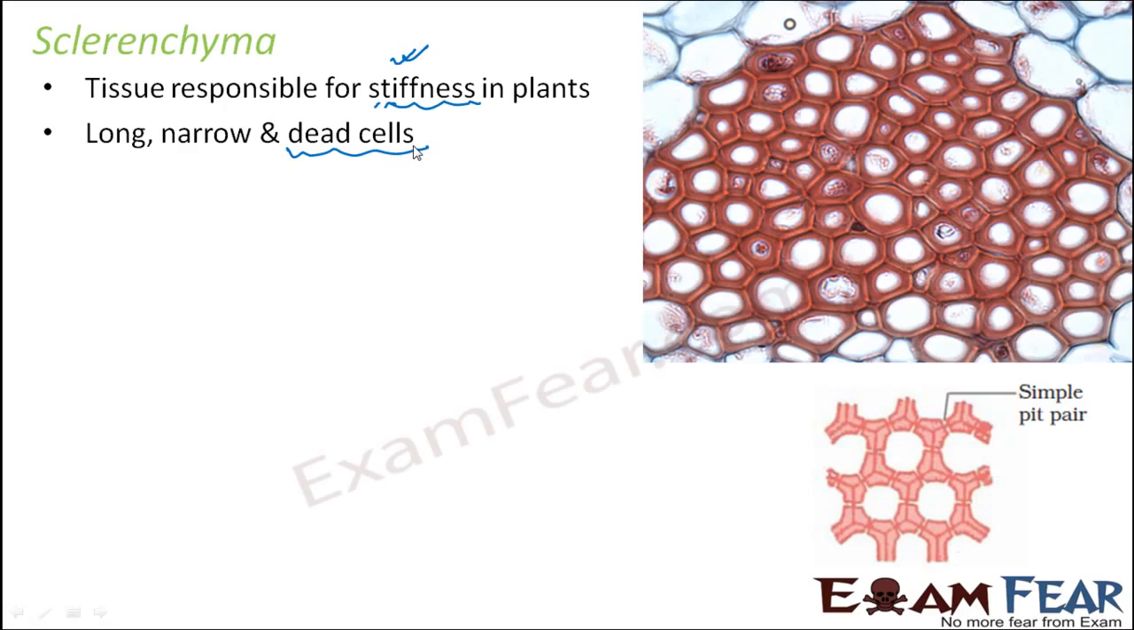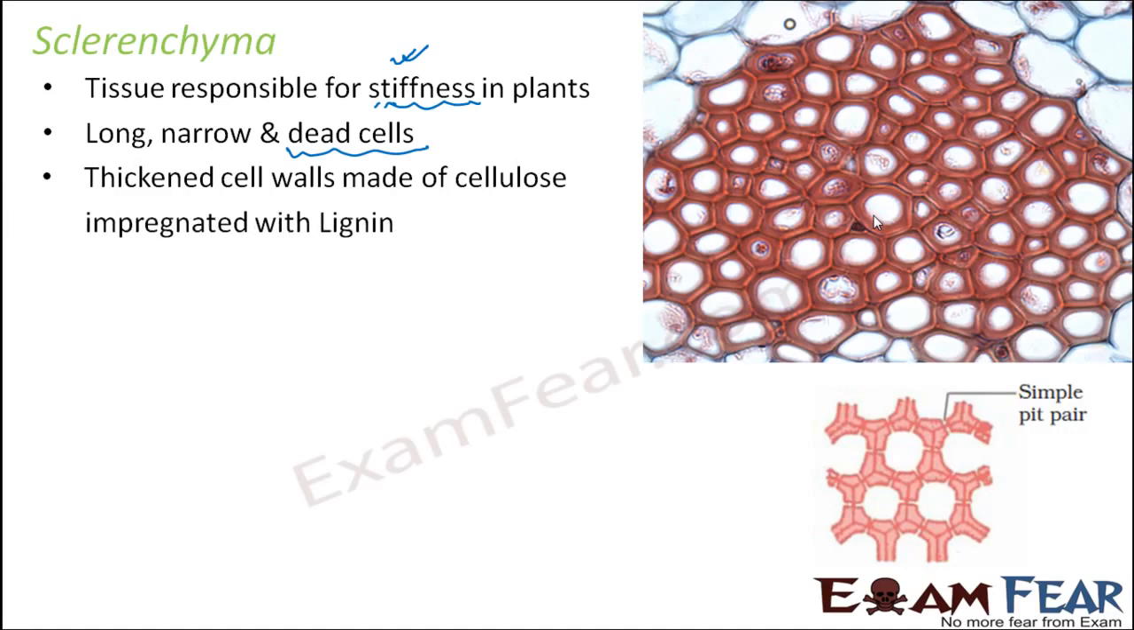Now since they are dead cells, we cannot expect that these will serve any purpose of storing food or storing water or nutrients or anything like that. So it will just provide stiffness and support to the plant. So here also, thickened cell walls made up of cellulose. Here it is very common, if you see the walls are so very thickened, right? So their cell walls are very thickened. The more thick the cell walls are, the more strong the cell is. Impregnated with lignin. So lignin is the composition of the thick cell walls here.